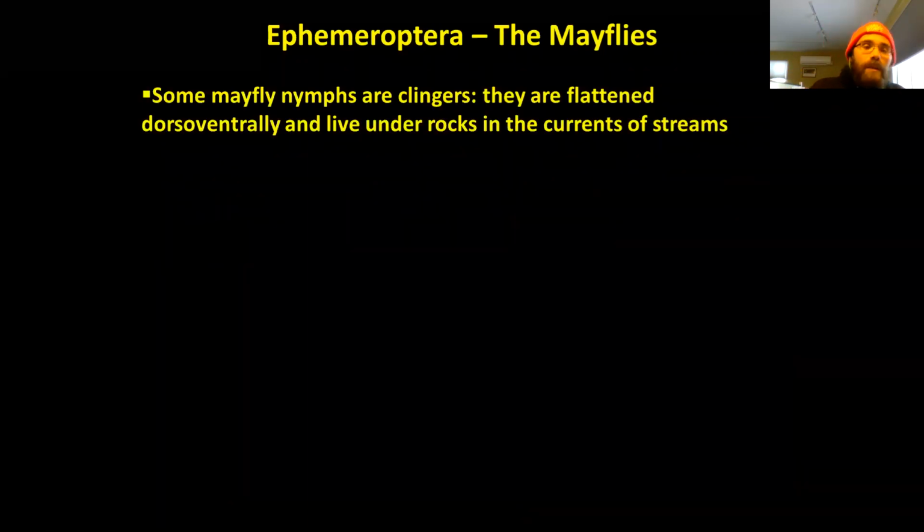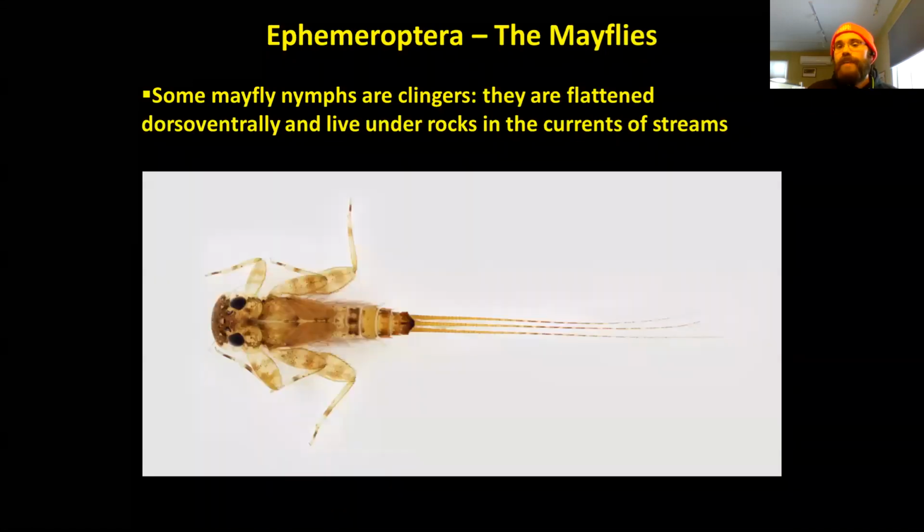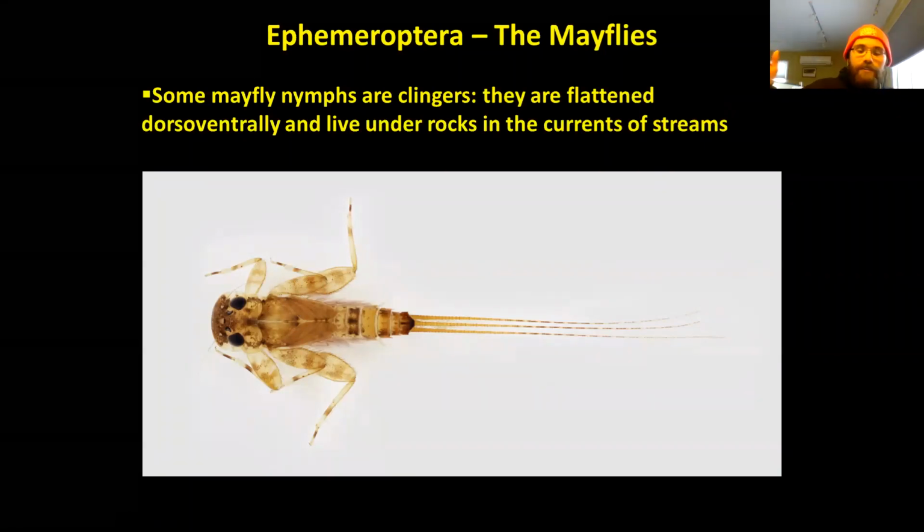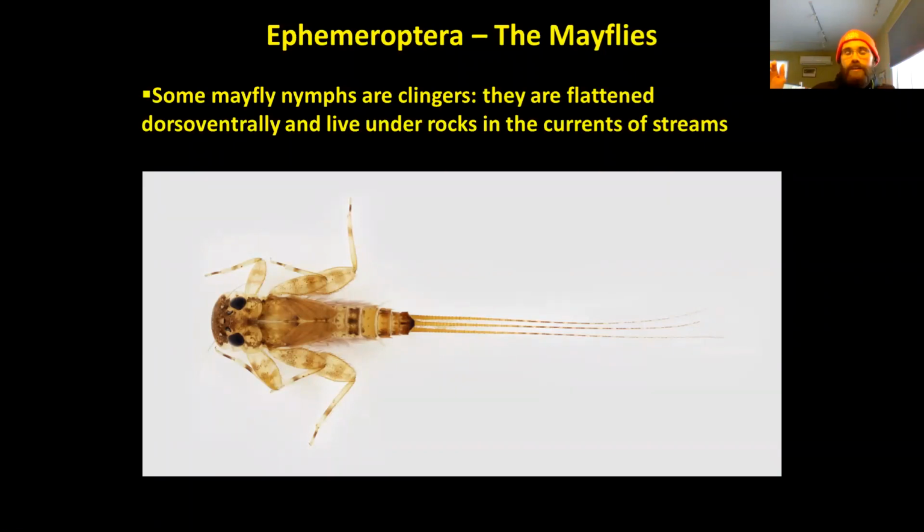So for example, some mayfly nymphs are clingers. They have a flattened dorsoventral body. So basically they're flattened like a pancake, and they live under rocks in the currents of streams. So see how they have big old chunky legs? These are filled with muscles so that they can grip onto a rock surface when the waters are rushing over their bodies, and they're basically suction cupped to the rocks so that they don't go flying downstream.